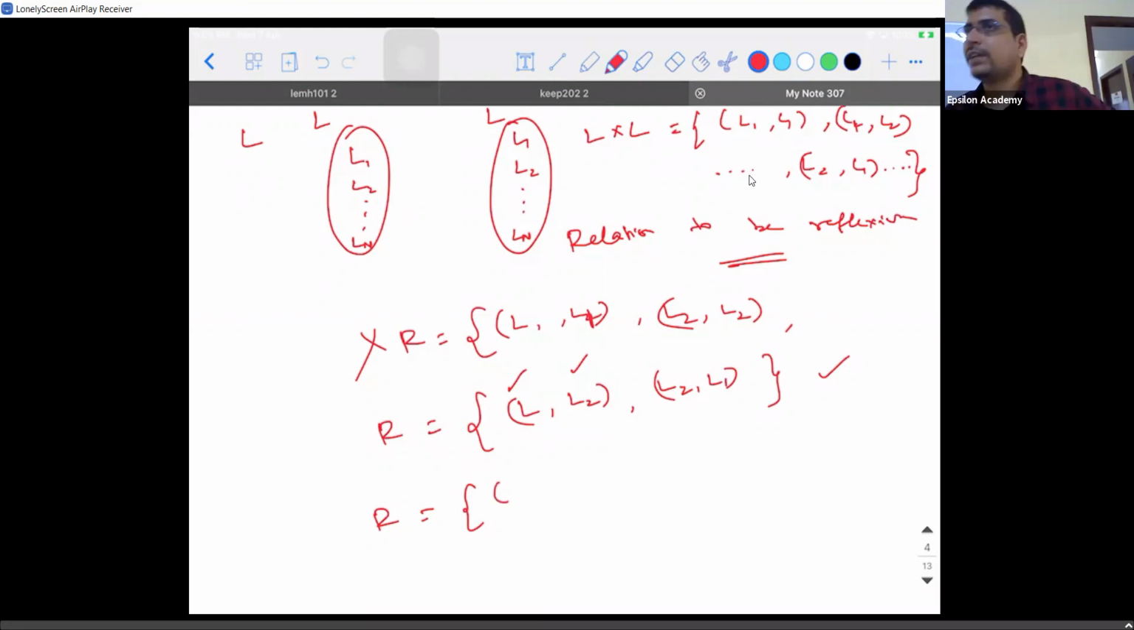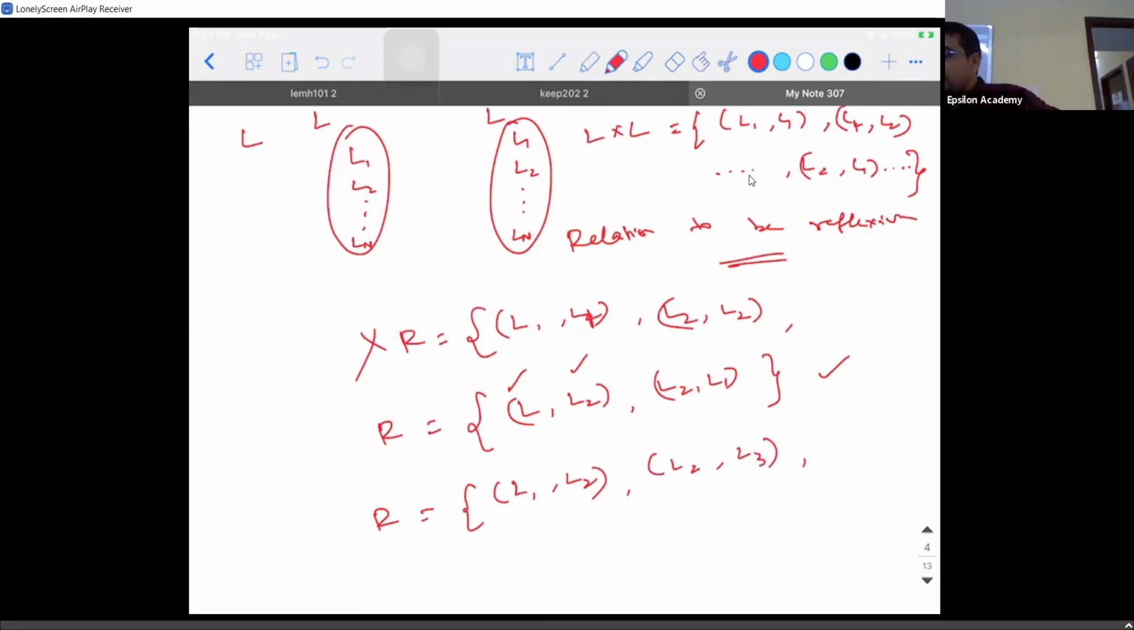So how many conditions can we define for transitive? You can define two. L1 comma L2, I am saying it is true, meaning L1 and L2 are perpendicular to each other. I am also saying L2 comma L3 is also true. I am concluding.